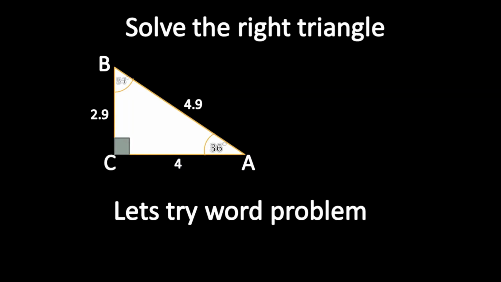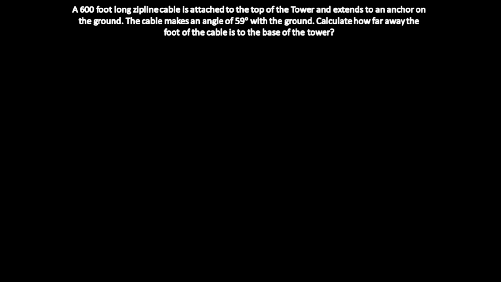Let's try a word problem. A 600-foot long zipline cable is attached to the top of the tower and extends to an anchor on the ground. The cable makes an angle of 59 degrees with the ground. Calculate how far away the foot of the cable is from the base of the tower.